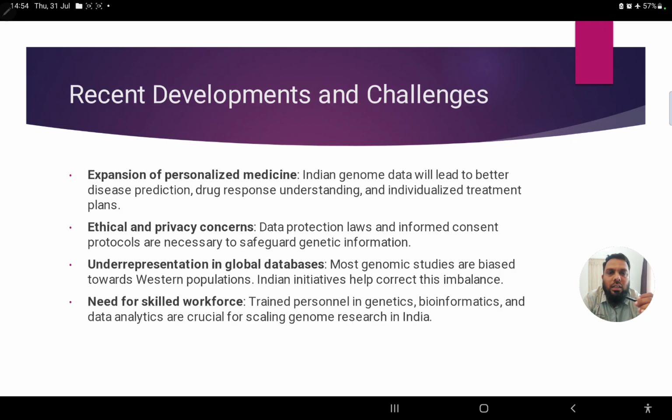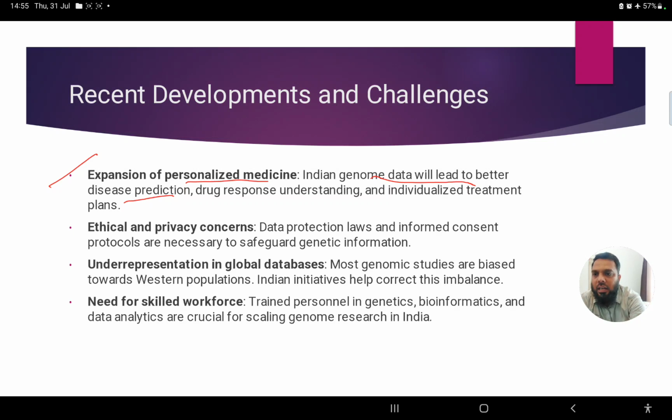Next, what are the recent developments and challenges in this? What we see is the expansion of personalized medicine. Right, Indian genome data will lead to better disease prediction. See, what is happening is that recently a lot of challenges are coming up, because personalized medicine can be provided, that's okay, but expansion is required, that's a challenge. A common man has to get it, right? Therefore, if Indian genome data is collected and sequenced, it will definitely lead to disease prediction and drug response understanding.